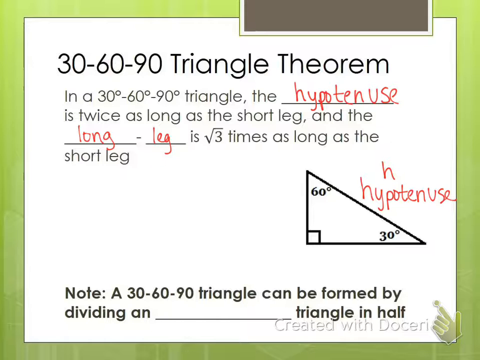However, we have two different types of legs now. We have a short one and we have a long one. The short one is going to be across from which angle? The 30. Okay, the short one's across from the smaller angle. So I'll label that with S for short leg.